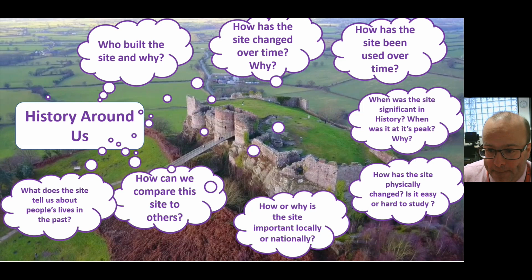Now, history rounders, that means us choosing something local, a site, and discussing its historical importance. And what that basically means, and what the examiner wants you to think about, is a range of things linked to historical sites. Things like who built the site and why did he build it? How has the site changed over time? In this case, the castle. How has the site been used?